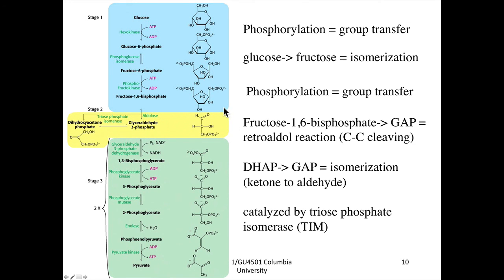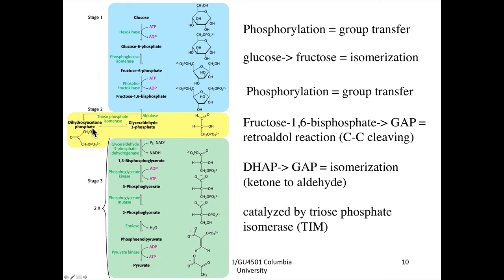And the way you can recognize that is it's a carbon-carbon bond cleaving reaction. And we'll go through the mechanism in class and you'll be able to recognize it more specifically. But that's a clue because we're breaking 6 carbons down into 3 carbons. That means it's going to be some type of carbon-carbon bond cleaving reaction.